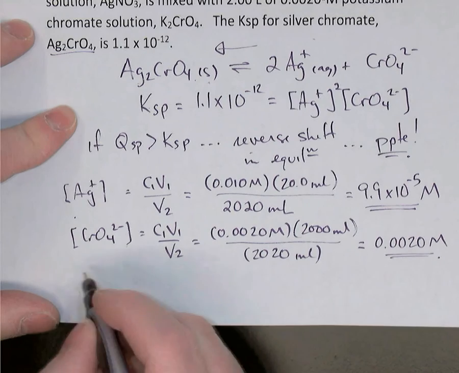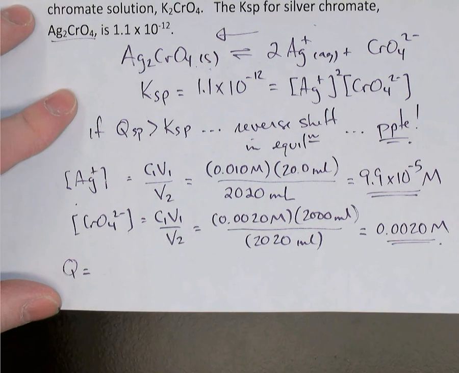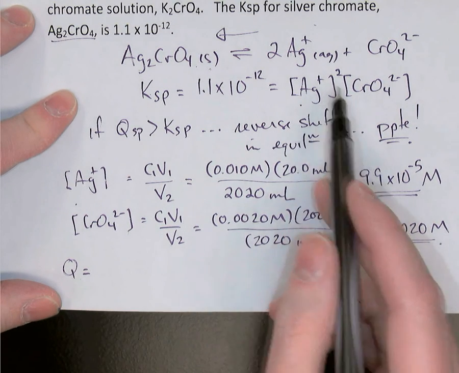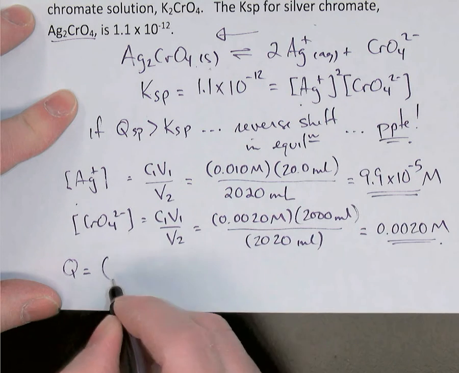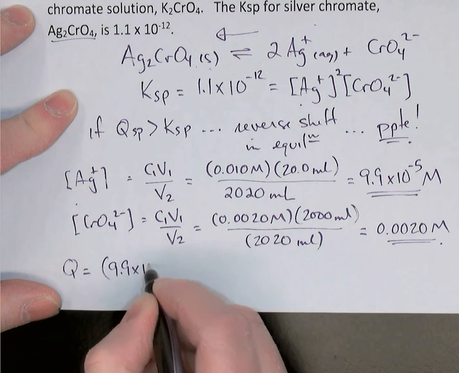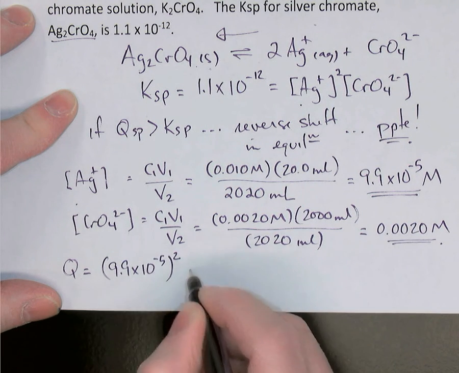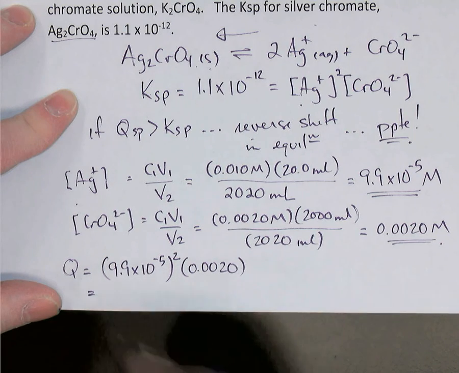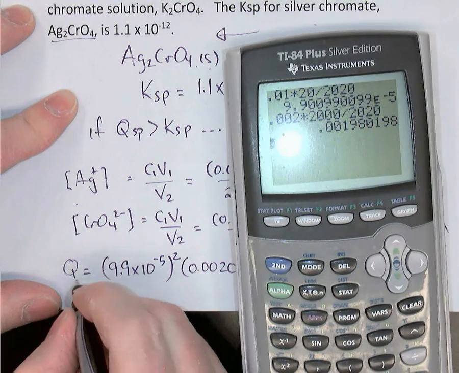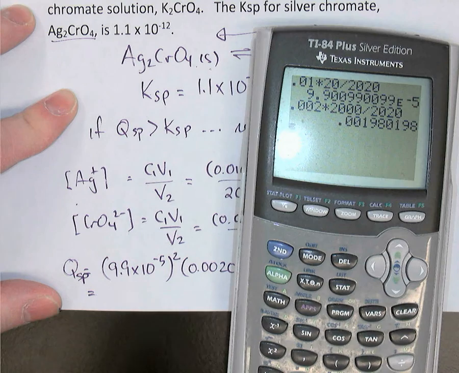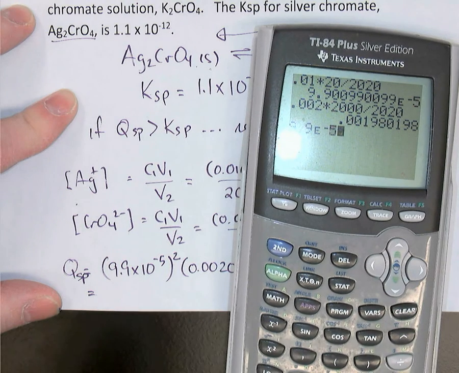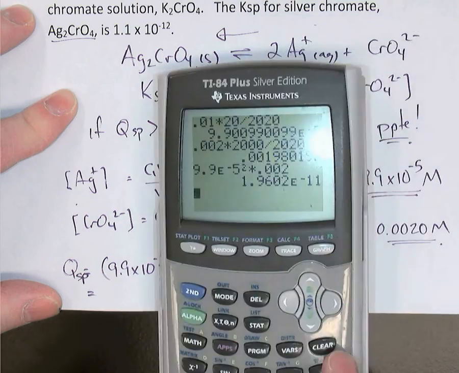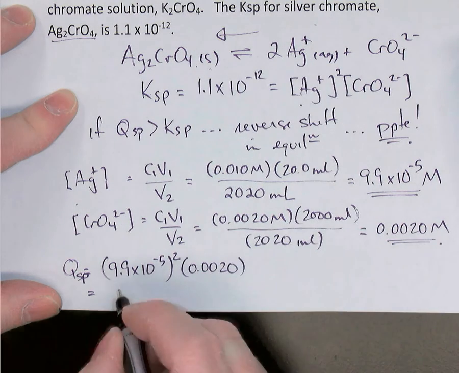So now we can calculate Q. We calculate Q the same way we calculate KSP, so concentration of silver squared times the concentration of chromate. So the silver concentration, 9.9 times 10 to the minus 5 squared times the concentration of chromate, 0.0020. So QSP doesn't really matter, but 9.9 times 10 to the minus 5 squared times 0.002. 2.0, I guess, times 10 to the minus 11.